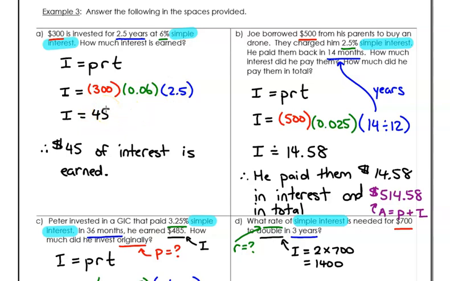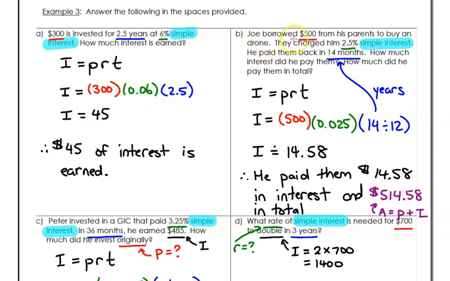Now, what does that mean? It is the interest that is earned. So this person that invested $300 got an extra reward of $45 as a bonus just for investing, and that was over 2.5 years. Okay, so I hope you understand now what that I represents, and it's always in dollars.